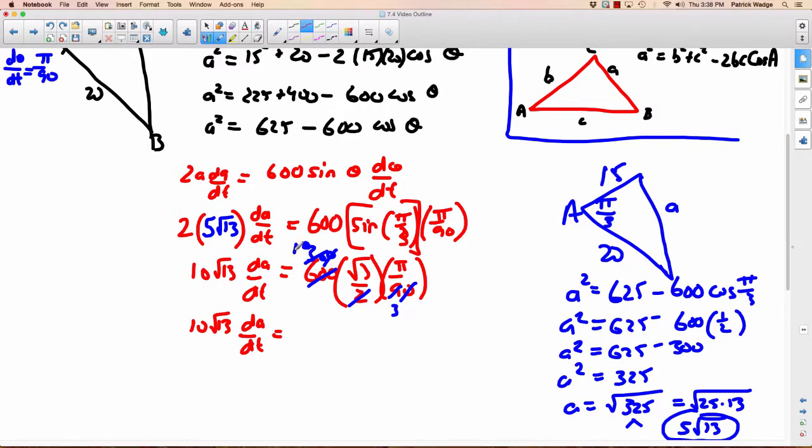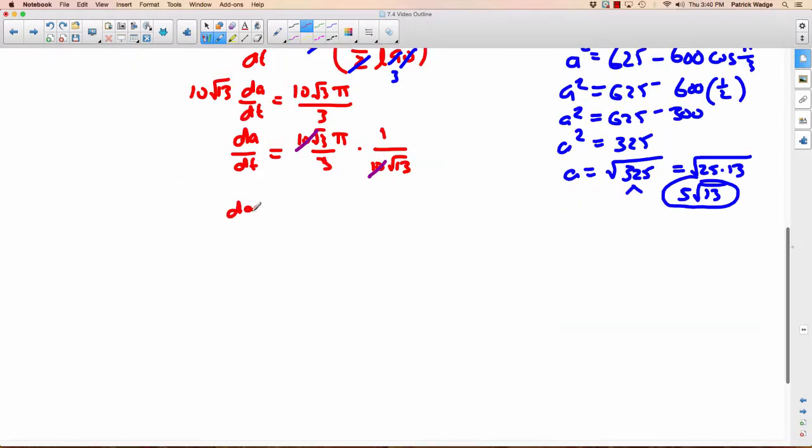So what I'm left with is 10 root 3 pi over 3. And now what I need to do is divide it by 10 root 13. So I have dA/dt equals 10 root 3 pi over 3 divided by, or I'll multiply by the reciprocal, so 1 over 10 root 13. Well, the 10s can cancel. So I'll just rewrite this. I have root 3 pi over 3 root 13. And that's a pretty good answer.